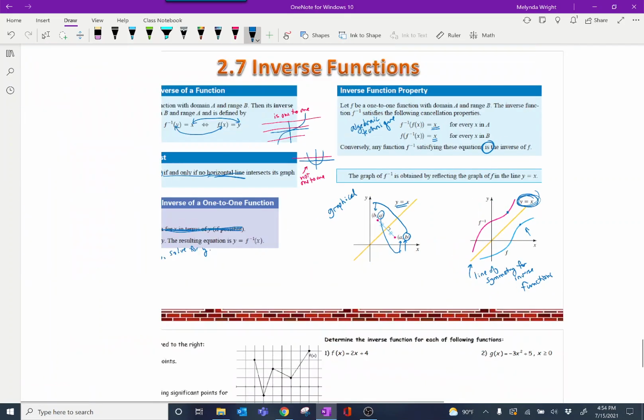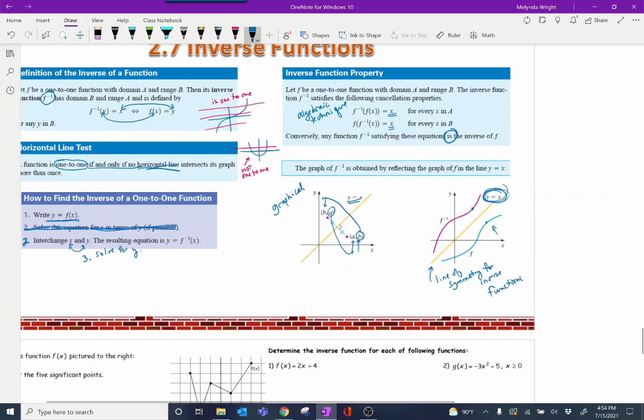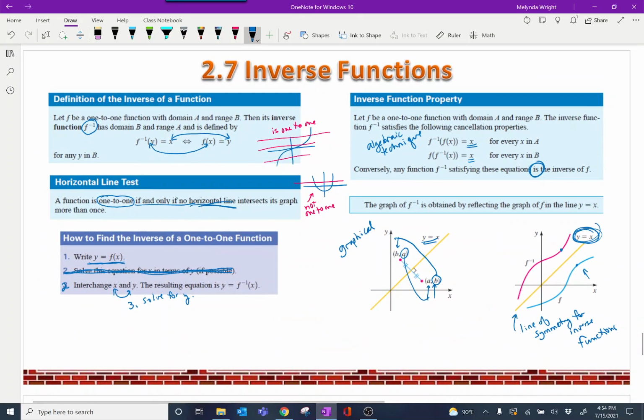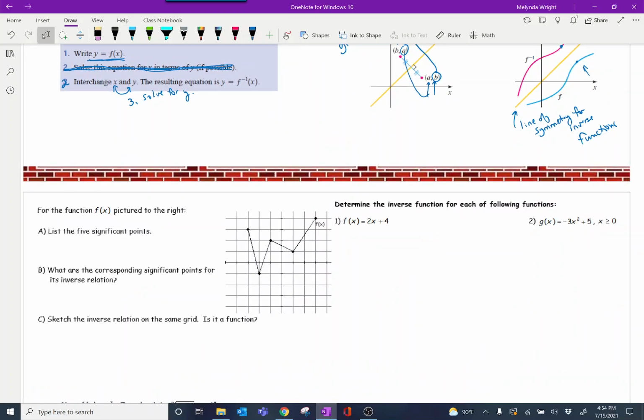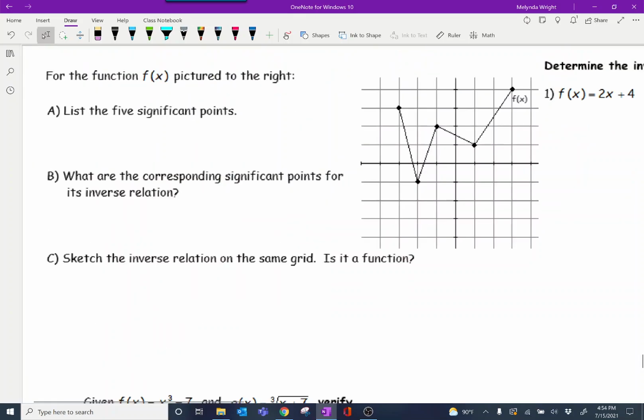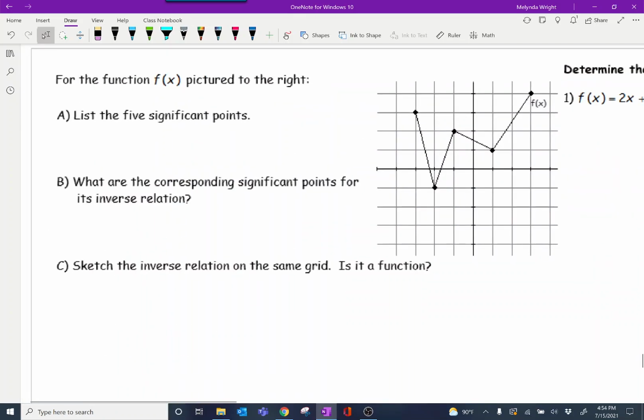Okay. All right, well, let's do some examples now that we hopefully have the concept, at least an intro to the concept. Let's apply this. Let's focus on this example. They want us to list 5 significant points, and just so nicely they are listed for us. So let's just do it in T-chart form.